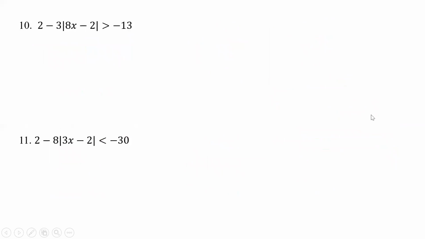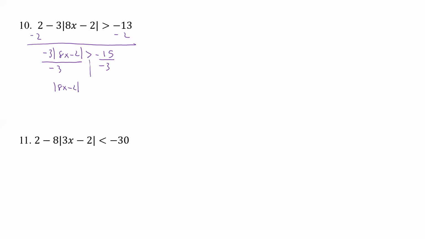All right, what about this one? Okay, well, first it looks like we have to subtract 2, not divide by 2, subtract 2 from both sides. So that gives us a negative 3 absolute value of 8x minus 2, and that's going to be greater than, and now that's going to be a negative 15. So now we divide by a negative 3. And so absolute value of 8x minus 2 is going to be, we have to switch that one too, and that's going to be a positive 5.